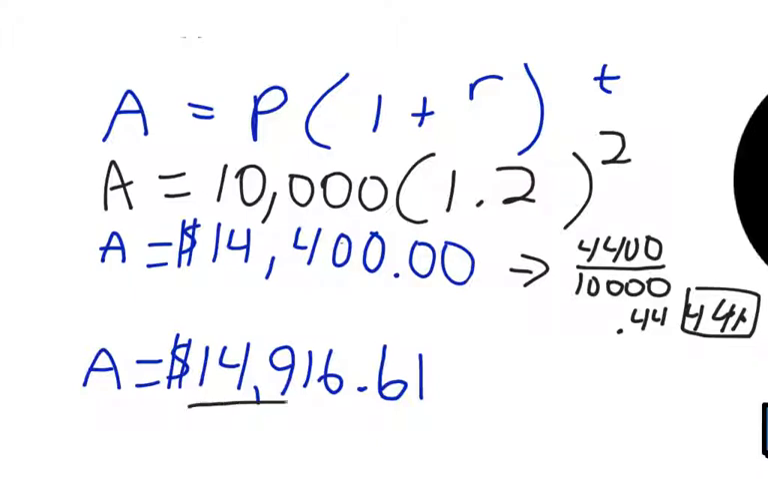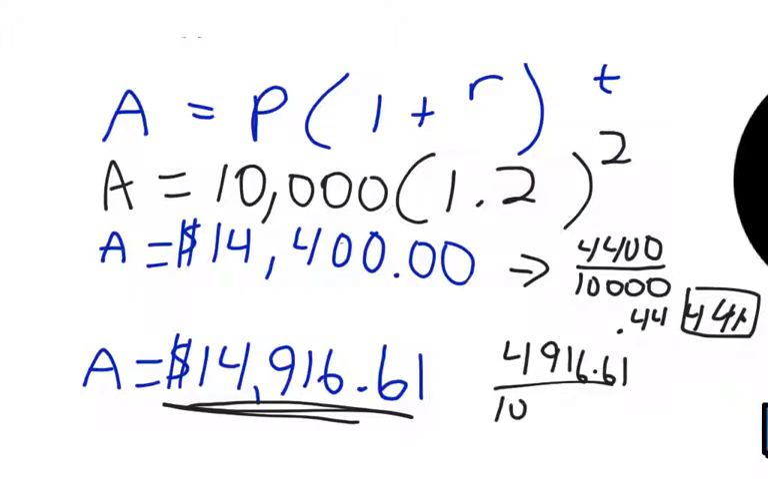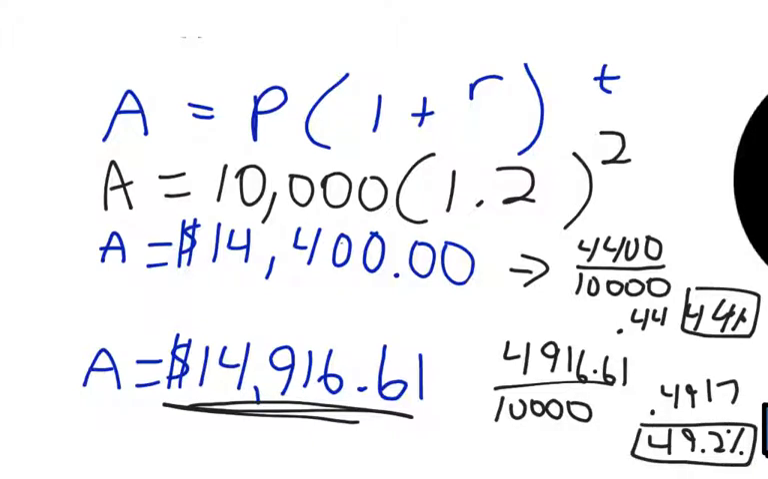Well, how much did our actual amount change by? 14,916.61 minus 10,000 would be 4916.61 over our original amount of 10,000. And if we divide those out, we end up getting 0.4917. And then that would be 49.2%. Wow, so that's a difference of 5.2% just by calculating it daily. So that's how they get you.